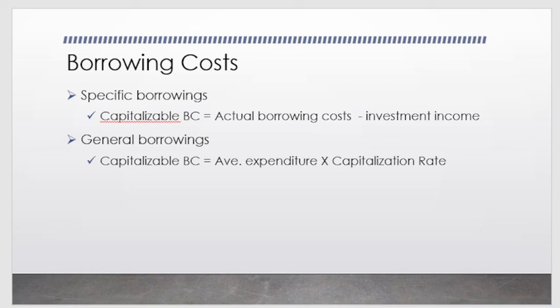The capitalization rate naman will be computed as the total interest expense on general borrowings divided by the total general borrowings. Okay, how do we compute the total interest expense on the general borrowings? I-multiply mo lang po lahat ng interest rate doon sa inutang. So, 10 million times 12% plus 18 million times 14% plus 22 million times 16%. Ibig sabihin yan yung interest expense on a particular year.